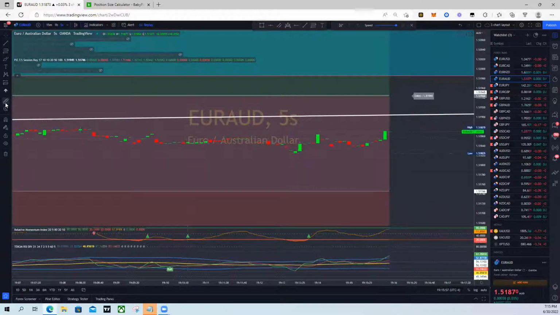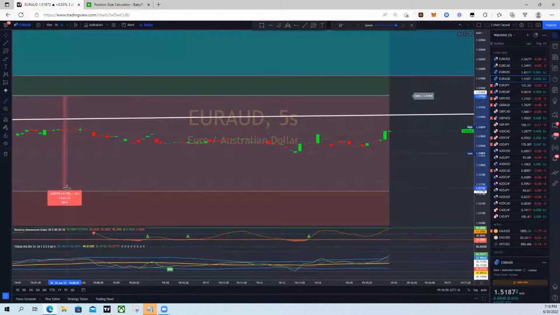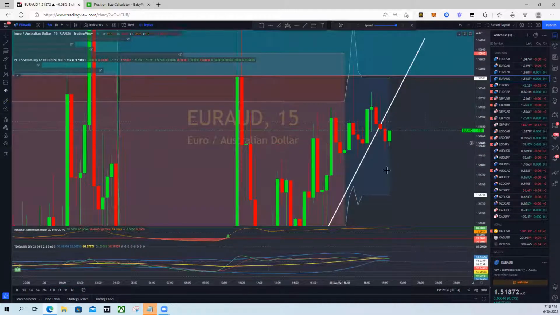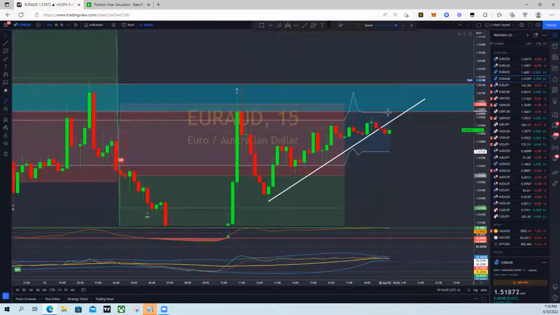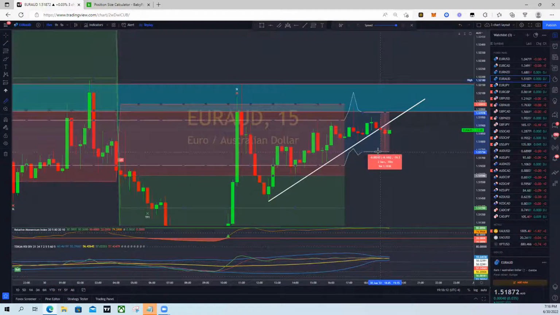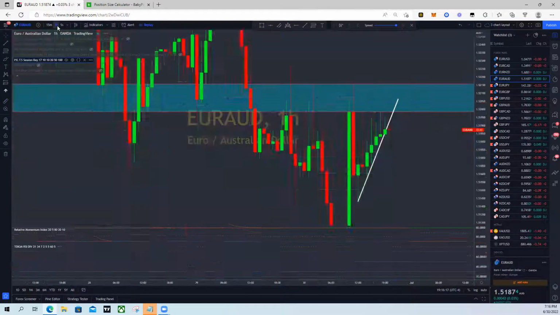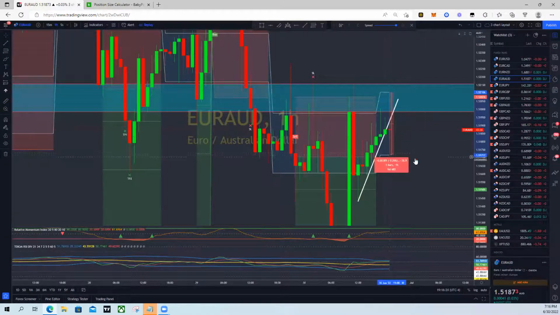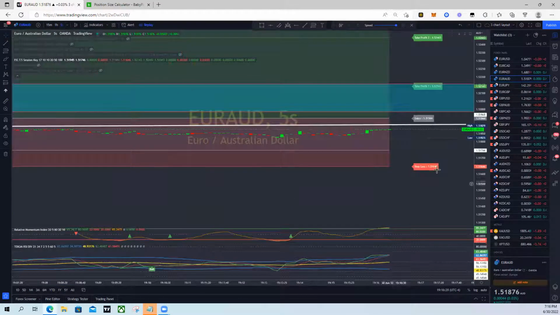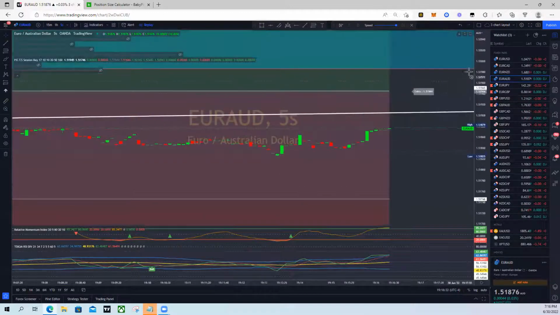Notice here on the 5 second chart, the zone is still the same as the high. There's still 19, 20 pips. So if I go to 15 minutes, the zone is now 25 pips. I'm going to the 1 hour chart. Your zone is 40 pips. So the lower the time frame, the smaller the zone. So if I'm on a 5 second chart, this is the zone that I have to pay attention to.